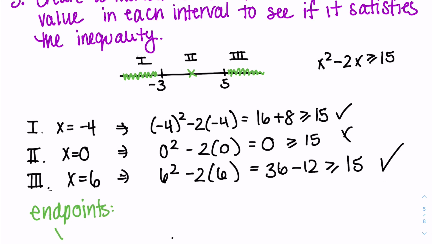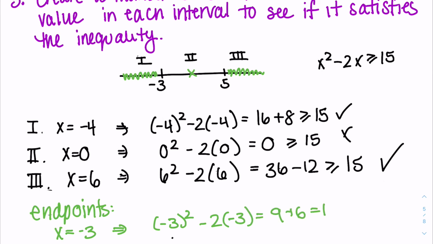If you plug in x equals -3, that gives you -3 squared minus 2 times -3. So 9 plus 6, which is 15. That's definitely greater than or equal to 15. So I can actually equal this point.